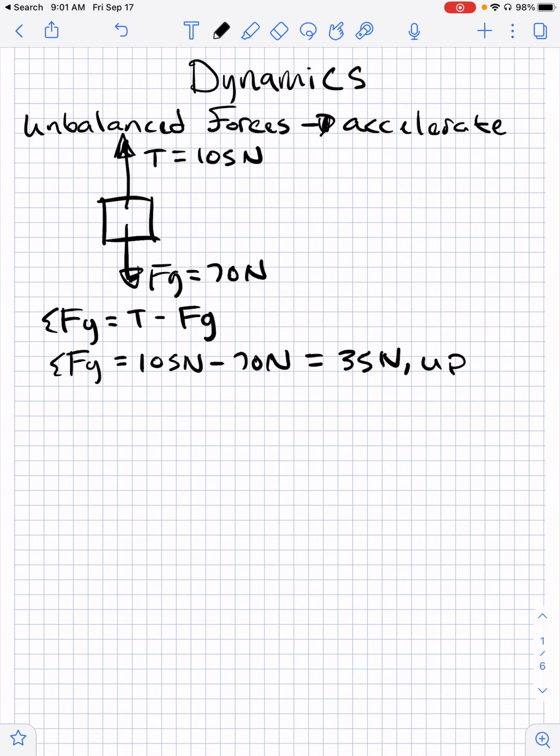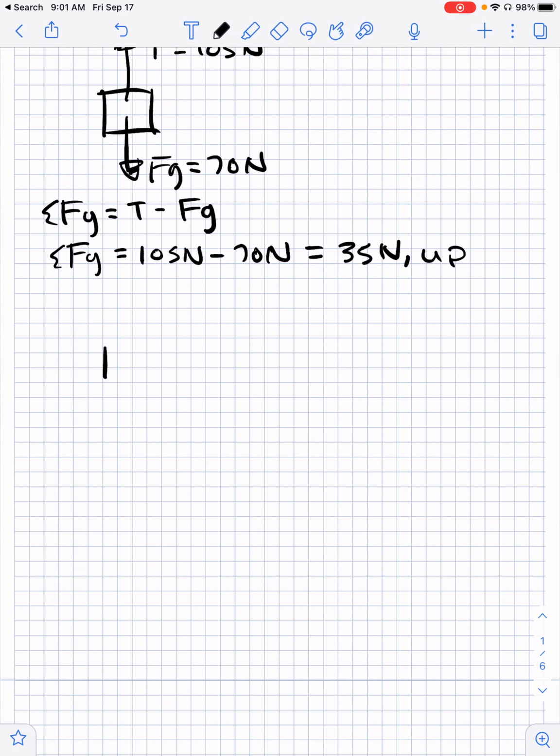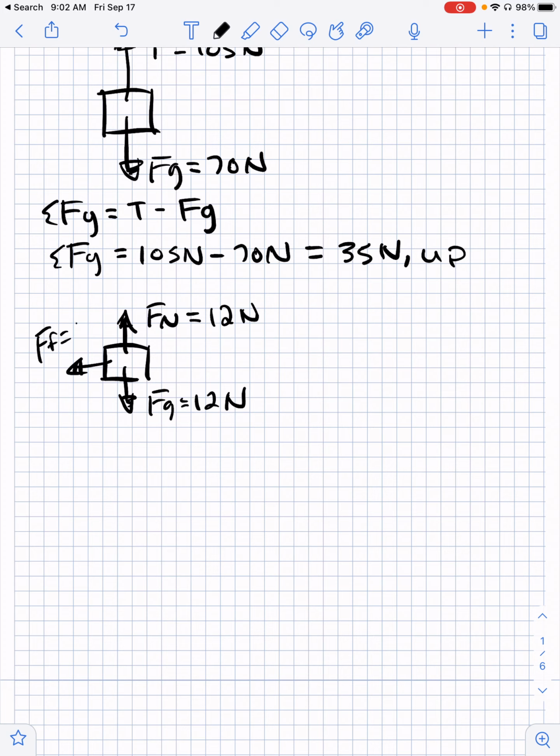Let's say we have another object, and this object has a weight of 12 newtons. And then there is a normal force of 12 newtons, so it's sitting on a table. And then let's say there's a force going in this direction, and let's say it is friction, and the friction is equal to 10 newtons. Let's say I have a book or something, and I push it, and it's sliding across the table.